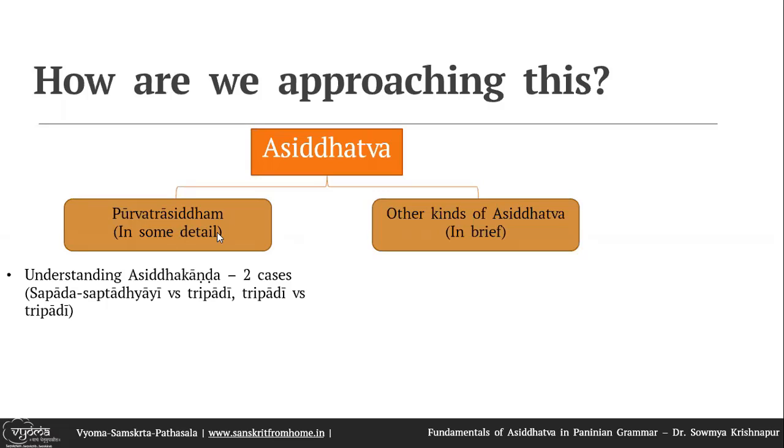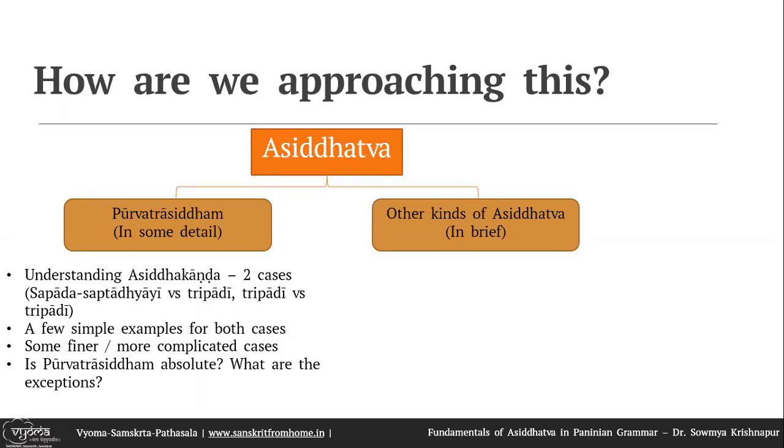So in Purvatra Siddham, we will try to understand Asiddha Kanda. And there are two cases. One is the Sapada Saptadhyayi versus Tripadi, and within Tripadi, Tripadi versus Tripadi. We will see a few simple examples for both these cases, and also some finer or more complicated cases which involve Asiddhatva. We will also consider the exceptions to Purvatra Siddham. So Asiddha is not absolute. There are several kinds of exceptions. We will try to understand them.